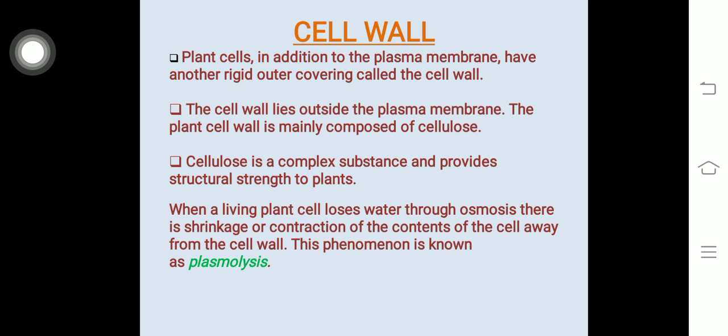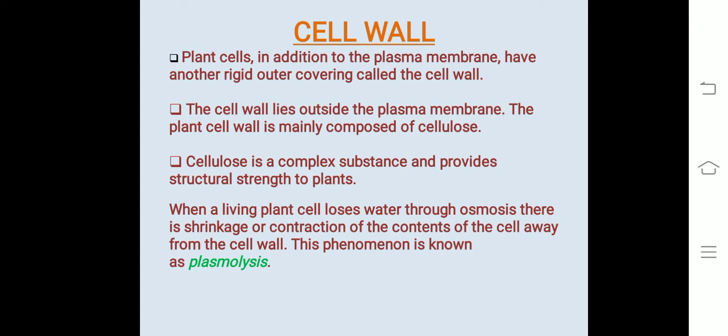Wall. Plant cells, in addition to the plasma membrane, have another rigid outer covering called the cell wall. The cell wall lies outside the plasma membrane. The plant cell wall is mainly composed of cellulose. And what is cellulose? It is a complex substance which provides structural strength to plants.